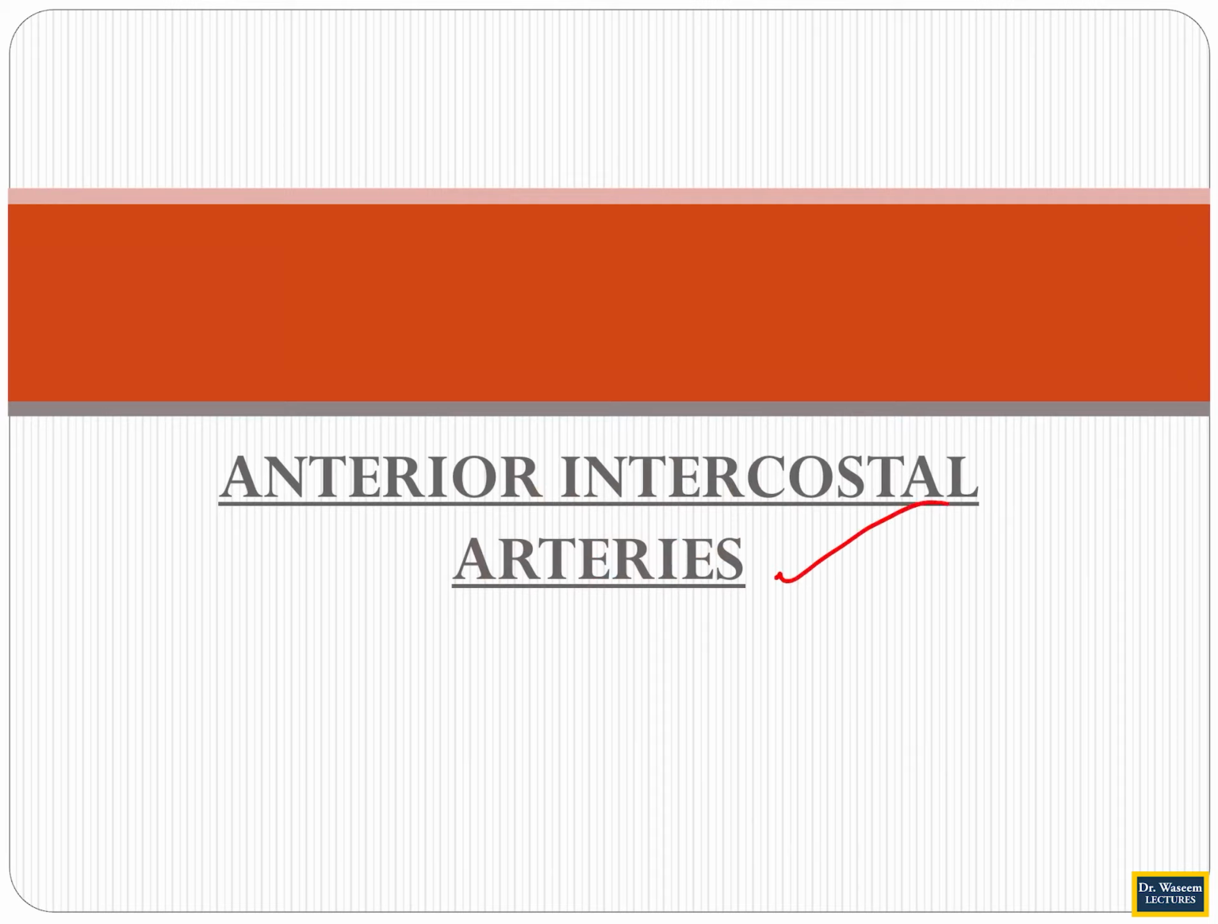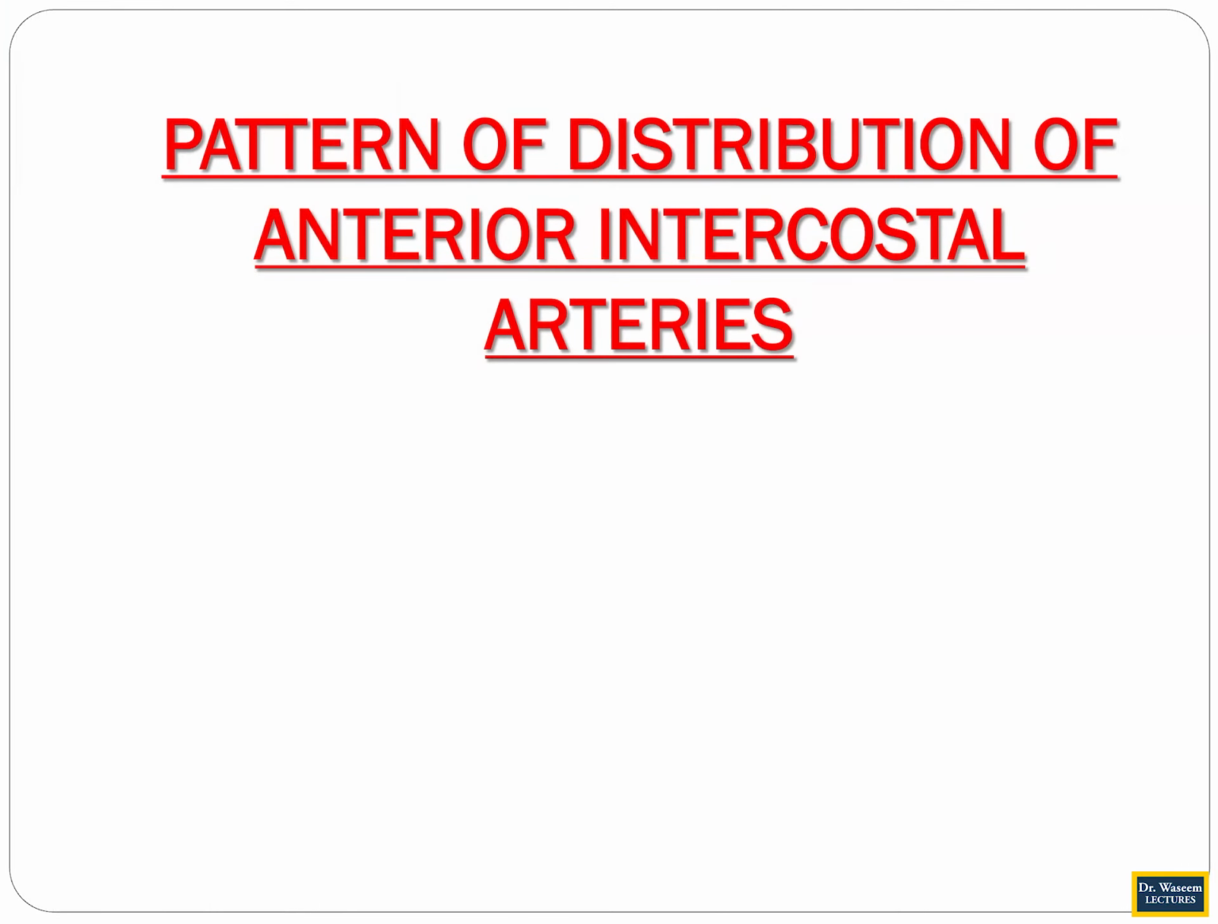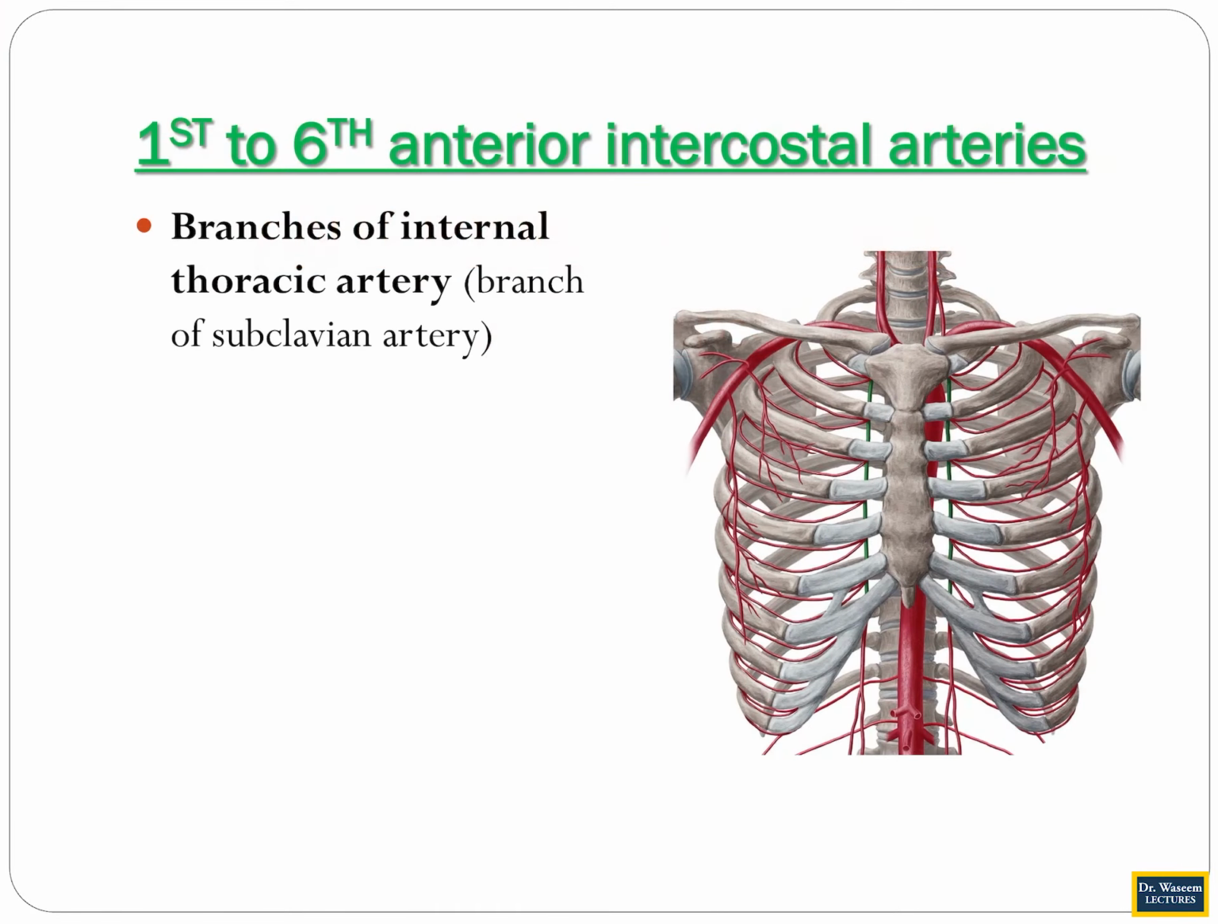Now you see here, first of all, the anterior intercostal arteries. Watch the pattern of distribution of the anterior intercostal arteries. In the first intercostal space you are seeing here, the second, third, fourth, up to the sixth, in each space there are two intercostal arteries. The first space has two anterior intercostal arteries, here again two, another two, the fourth space two, the fifth space two, and the sixth space also two, from the first to the sixth intercostal space. These are the anterior intercostal arteries.